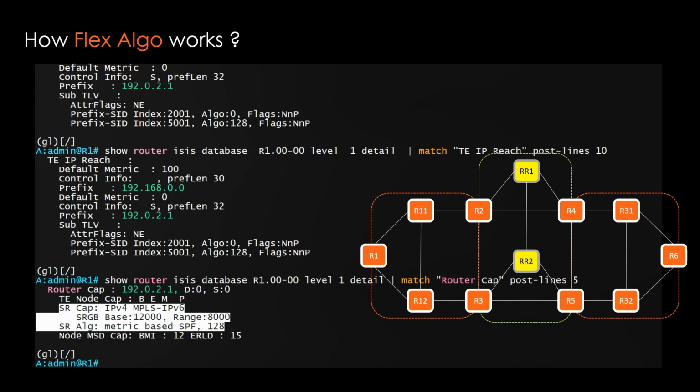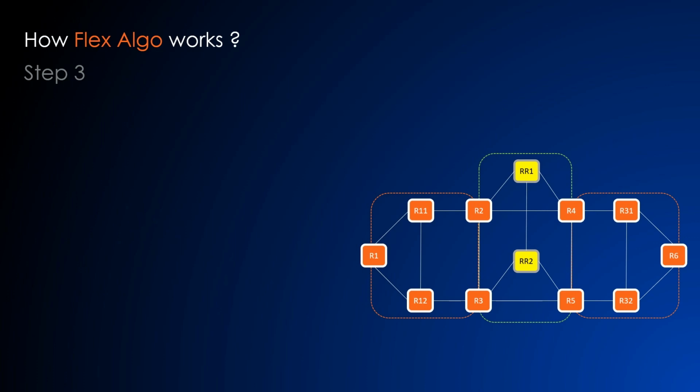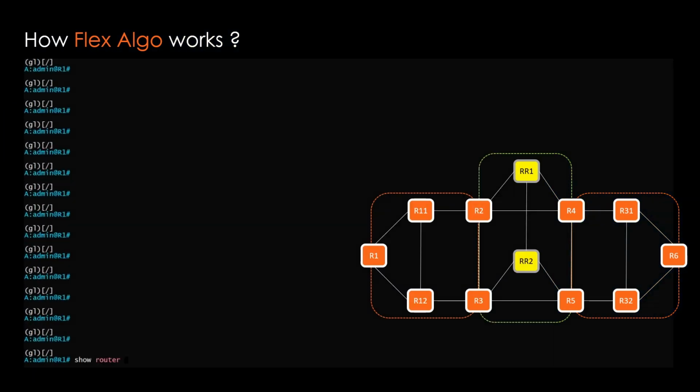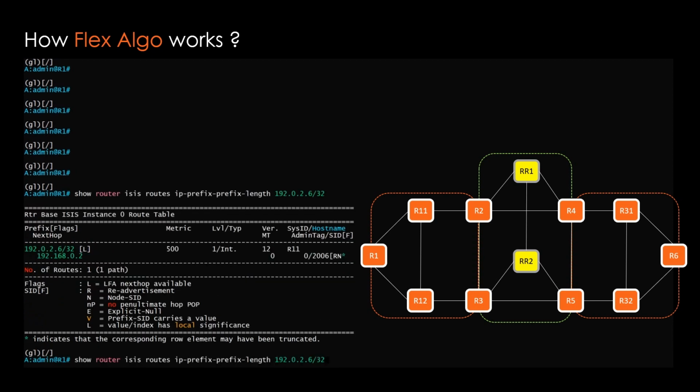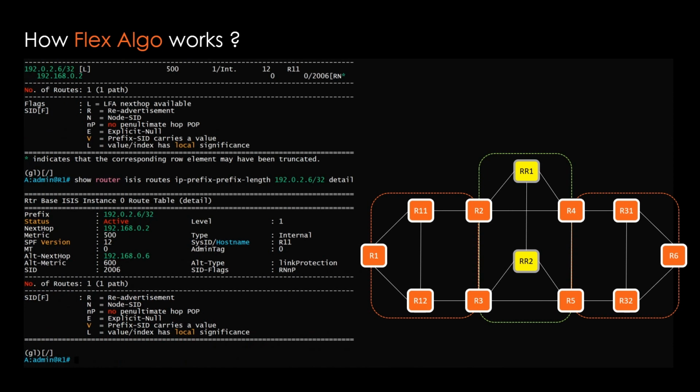Once this has been advertised, these entries are installed in the FIB. So Algo 0 uses the IGP metric. If you see here, with the show router isis routes from R1 to R6, the prefix for R6 is 192.0.2.6/32. Algo 0 also creates a FIB entry, and that is going via R11. If I do the detail, you will see that the SID is 2006 and the prefix is 192.0.2.6, and 2006 plus 12,000 is 14,006, that we configured, and it is going via R11.